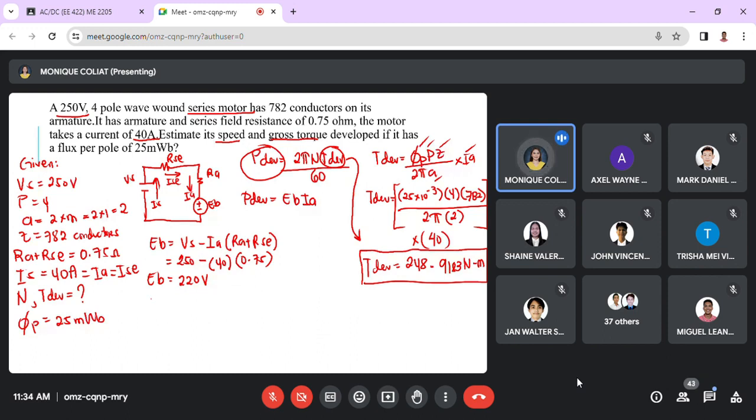So 2 pi, anong N? Unknown. Anong PDEV? Ito. Over 60. So, sabi ko nga, ayoko na shift solve. So, anong gagawin? Taas mo to doon. Itong 2 pi at saka yung TDEV, ibaba mo para ang N lang ang matira. What will be your N?